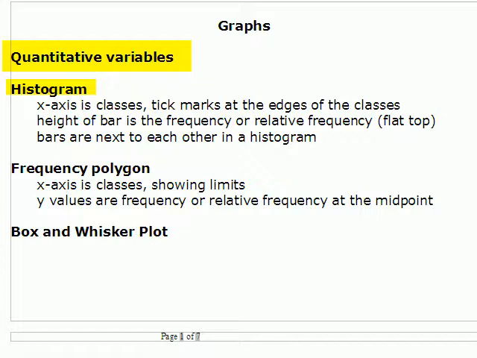Frequency polygon: a polygon is a line with different slopes broken up in different straight line sections. The x-axis again is the classes, with tick marks at the limits showing the edges, and the y values are the frequency or relative frequency, and they are given at the midpoint. There's also the box and whisker plot that I will discuss later after we have some more statistical parameters.